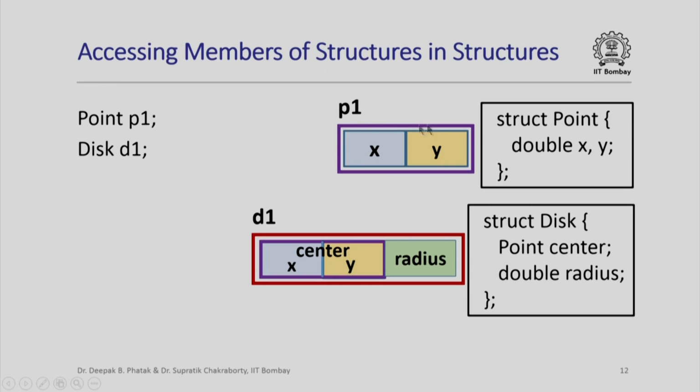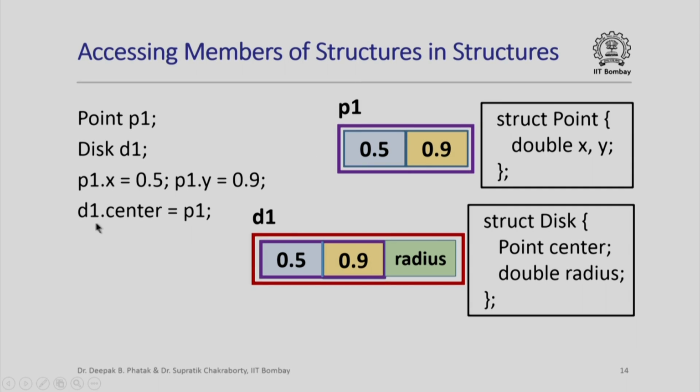What it really means is I have these two objects, p1 which has two members named x and y, and d1 which has two members named center and radius. The member named center itself is like an object of structure type point, so it has two members named x and y. Now, I could use these assignment statements, p1 dot x is assigned 0.5 and p1 dot y is assigned 0.9, to basically assign the values 0.5 and 0.9 to the two members of p1.